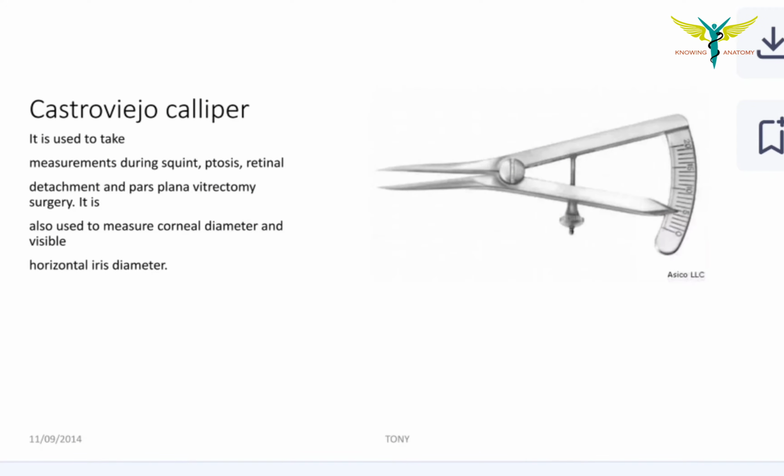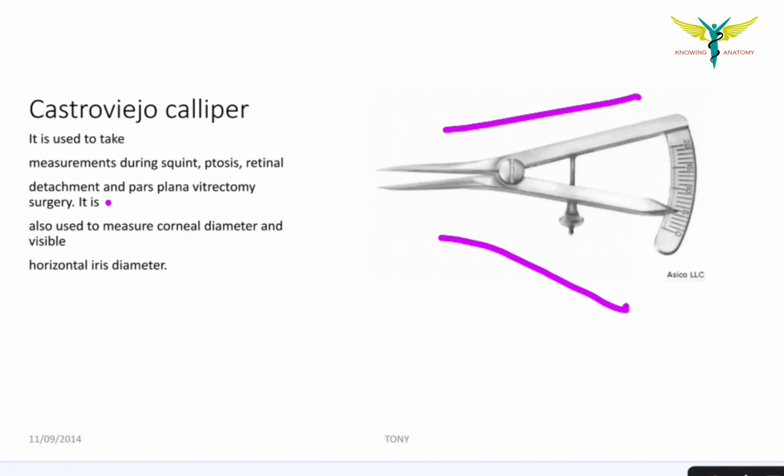Castroviejo caliper. It is used to take measurements during squint, ptosis or retinal detachment surgery and also during the pars plana vitrectomy. It is also used to measure the corneal diameter and visible horizontal iris diameter. So it is commonly used during squint, ptosis or retinal detachment.